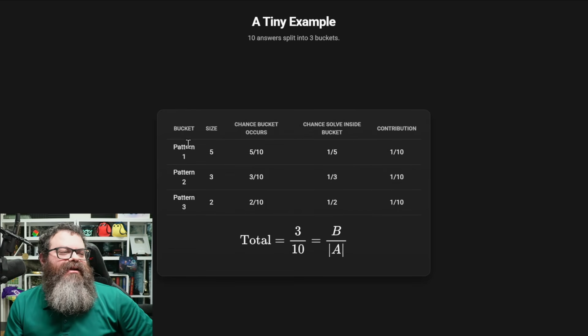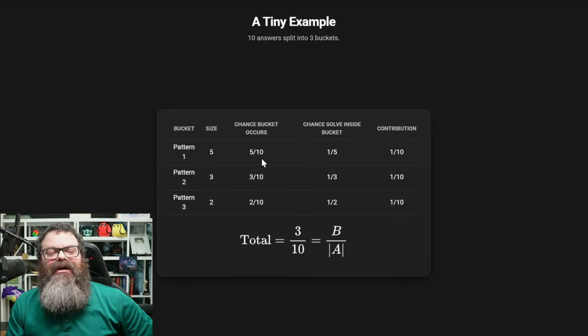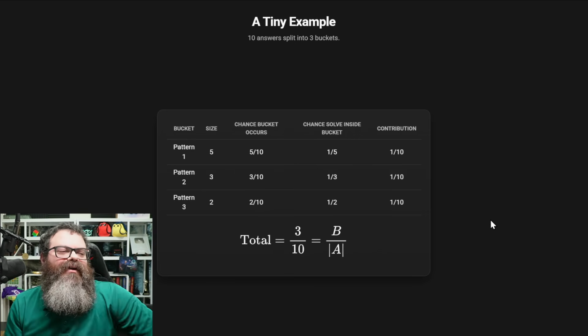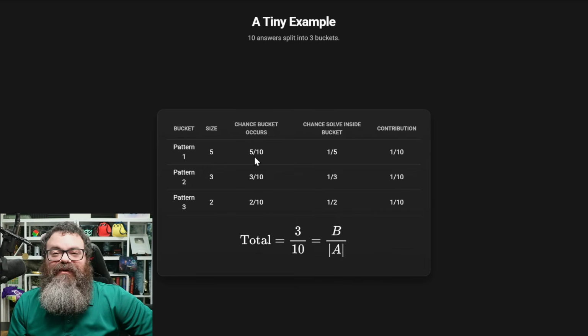Here's an example. Let's say from before we had pattern 1 with 5 options. The chance that the bucket occurs is 5 out of 10 because there's 10 words. 5 plus 3 plus 2 is 10, right? We're just assuming a much smaller example. So if there's only 10 total words and 5 of them go into pattern 1, then there's a 5 out of 10 chance that you're going to actually get that pattern. And once you get that pattern, the chance of actually picking out the correct word is 1 in 5. There's 5 words in the bucket. And so its contribution is 5 out of 10 times 1 out of 5. The 5s cancel out. We end up with 1 out of 10.